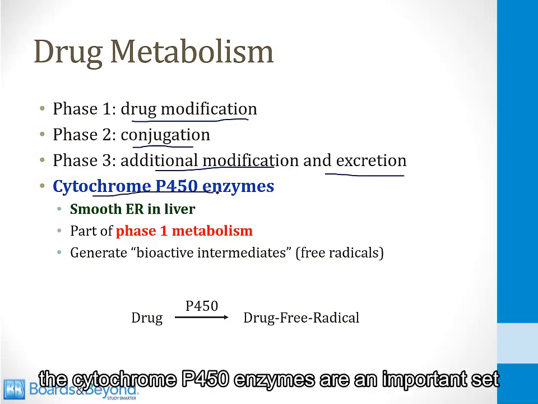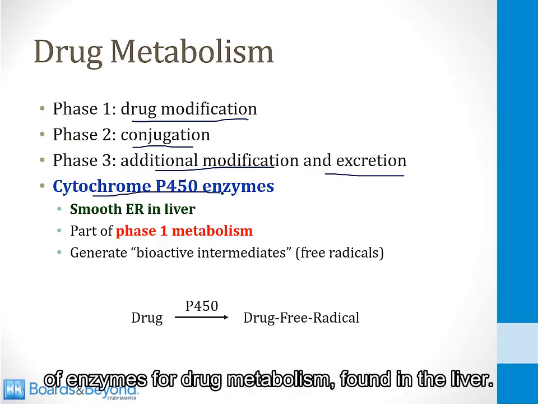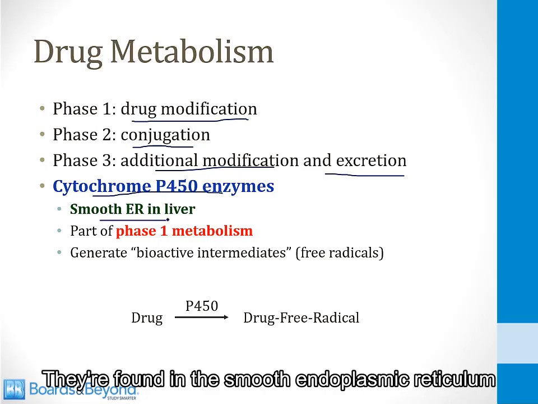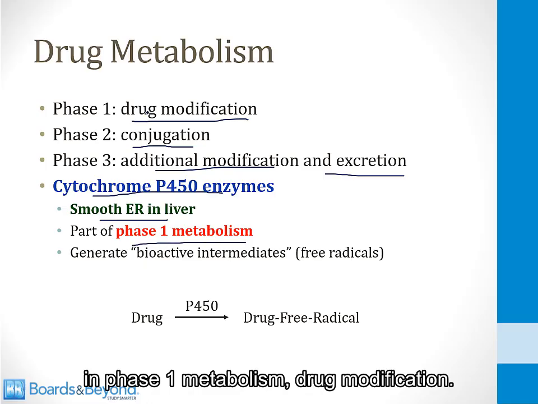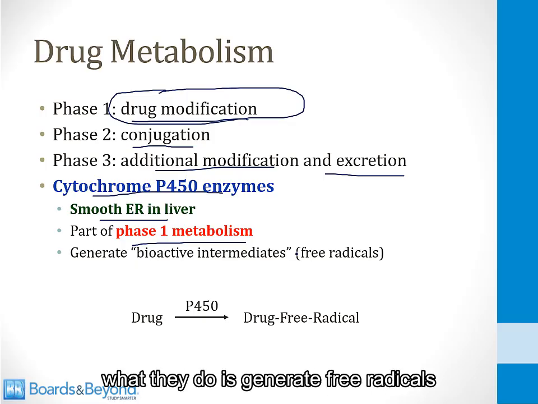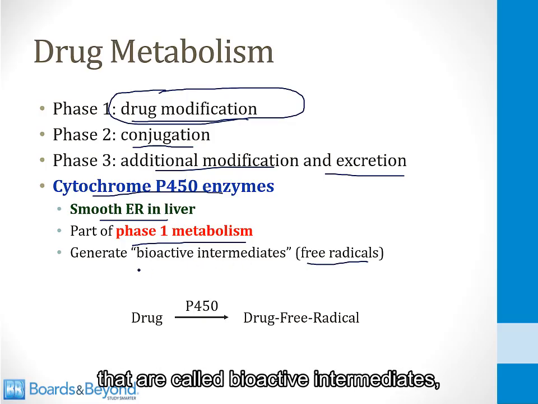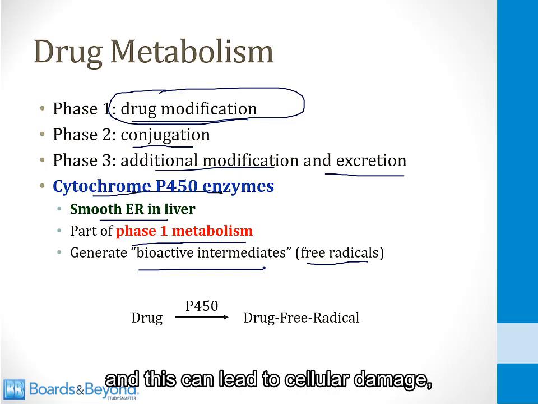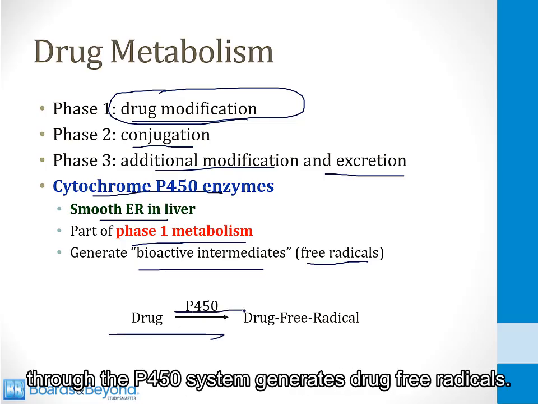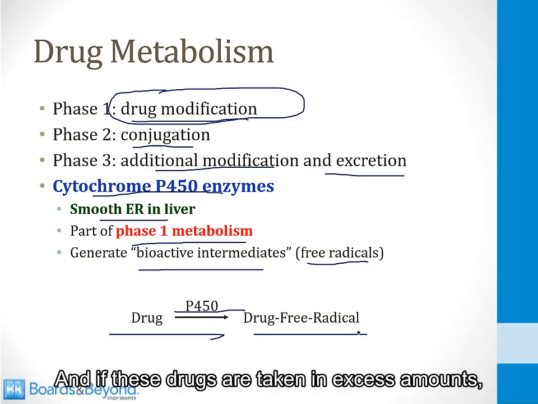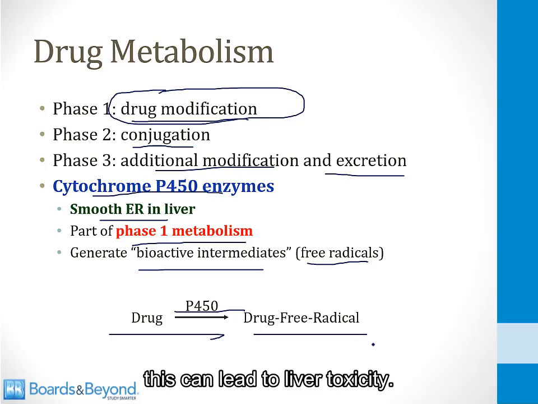The cytochrome P450 enzymes are an important set of enzymes for drug metabolism found in the liver. They're found in the smooth endoplasmic reticulum of hepatocytes in the liver, and they participate in phase 1 metabolism, drug modification. And for some drugs, what they do is generate free radicals that are called bioactive intermediates, and this can lead to cellular damage, especially liver damage. So for some drugs, modification through the P450 system generates drug free radicals, and if these drugs are taken in excess amounts, this can lead to liver toxicity.